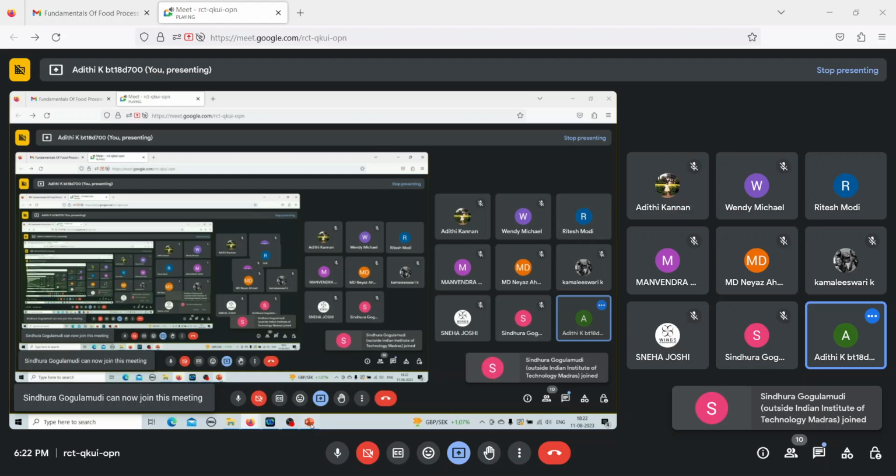We need to calculate what is the Z value if D naught value, that is the D value at 121 degrees Celsius, is 1.25 minutes. So how do we proceed with this?